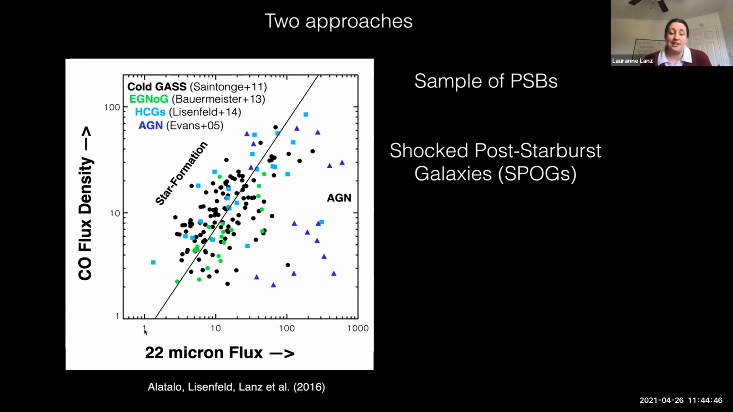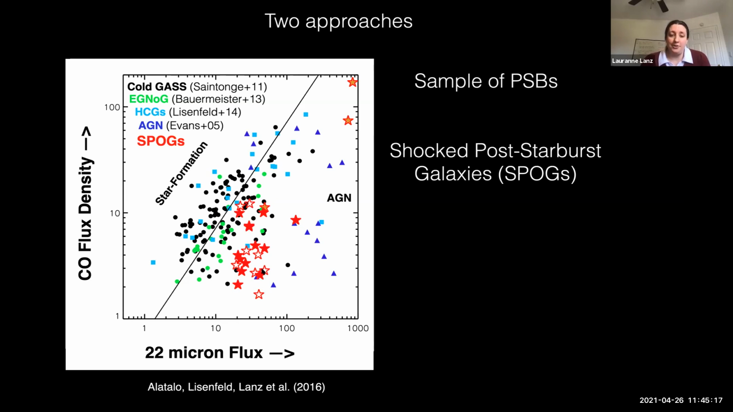In contrast, AGN, such as the set from Aaron Evans, show an excess of infrared flux. Again, this makes sense. With an AGN, you're not changing much the amount of molecular gas in a galaxy. You're just adding another source of infrared emission. So where do SPOGs fall on this? It turns out they all seem to show an excess of infrared, but not as strong as some of these radio AGN, suggesting these guys might have AGN.